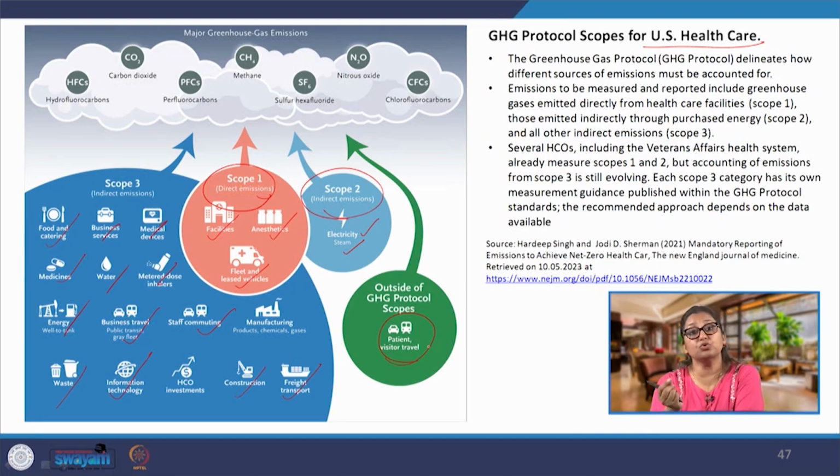So, how to identify, how to calculate, quantify the emission which is happening because of each one of these heads, accounting, proper accounting of these emissions, and then once we have accounted for it, we have identified the base year as we have seen earlier, we will go ahead and intervene through policy and its implementation to reduce the emissions in each of these categories. So, this is the case of US healthcare.